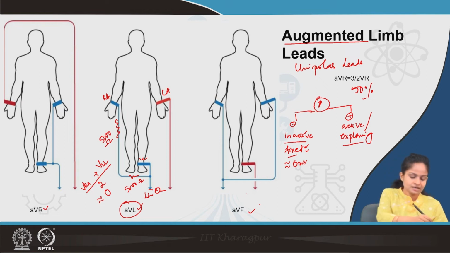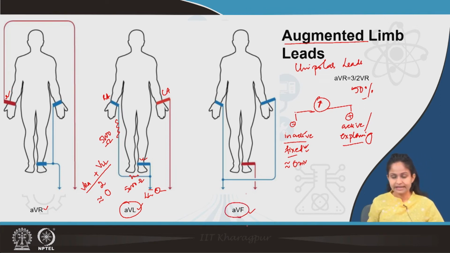In AVR, the right arm is connected to the active electrode, whereas high resistance is connected with the left arm and the left foot. In case of AVF, the left leg is connected to the active electrode, whereas the right arm and the left arm are connected with the help of high resistance to the negative or the inactive electrodes, that is, made inactive. So, in this way unipolar leads or augmentation of the leads is done by 50%.